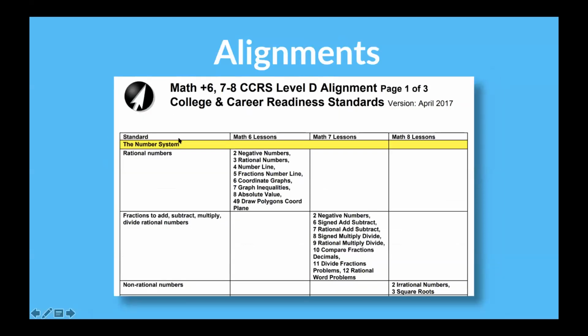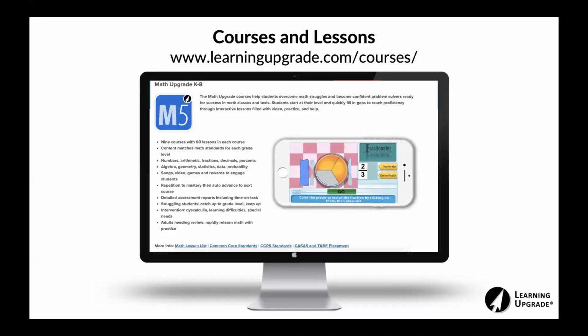This is the CCRS alignment. So if you want to work on a standard, say, rational numbers, Math 6, then this can help you with your assignment. So, 2, 3, 4, 5, 6, 7, 8, and 49. I'd like you to complete those lessons this week. And so again, these alignments are just ways to help you frame your instruction. And again, all of this is available at learningupgrade.com on the courses page.